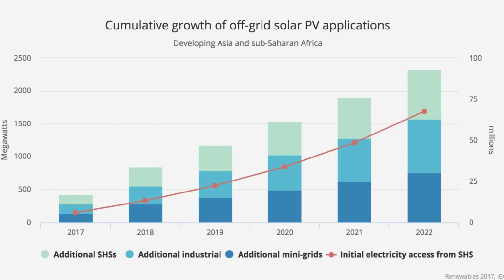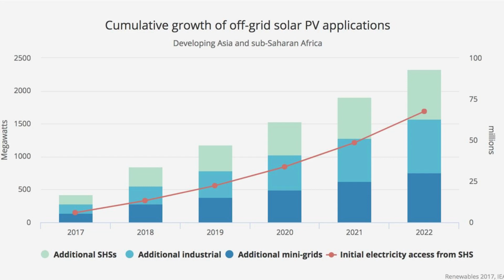Next, this is a sample graph of the cumulative growth of solar applications all over the world, from 2017 to 2022. The left axis indicates the production of solar power in megabytes, and the right indicates the usage of solar energy. Some of the smaller parts are solar home sources, industrial mini grids, and electricity access from solar home sources. Mainly, solar home sources are the electrical companies which sell electricity to companies, households, and so on.